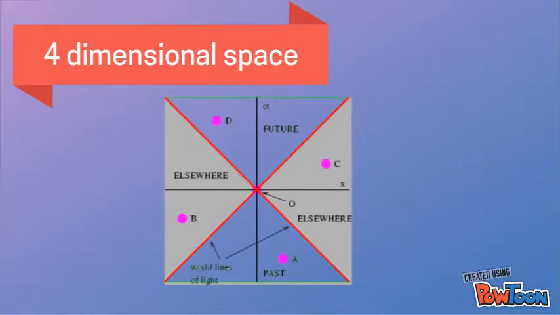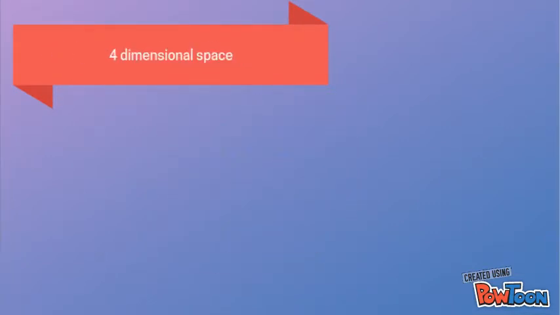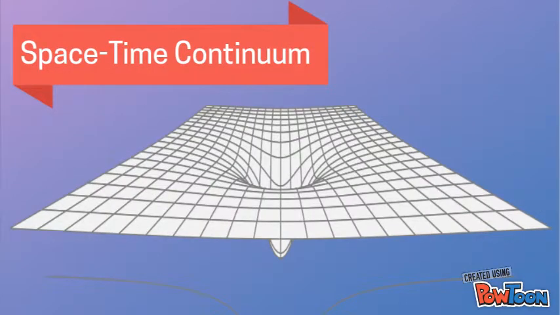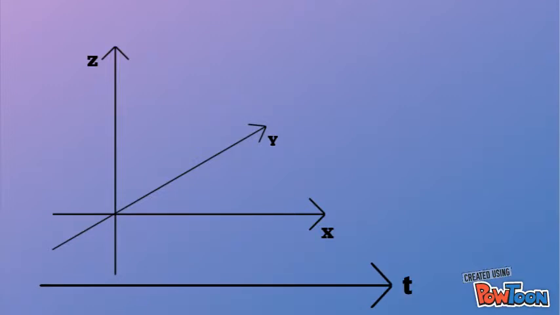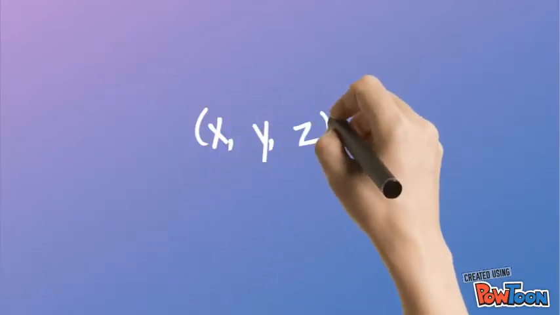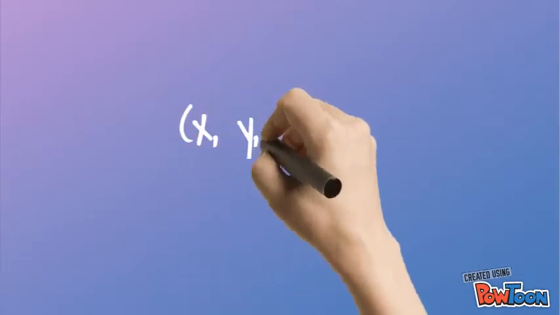In special relativity, the universe belongs within a four-dimensional space, which is called the space-time continuum. It consists of three dimensions of space and one dimension of time. Therefore, instead of position vector (x, y, z), we have a four-vector (x, y, z, t).